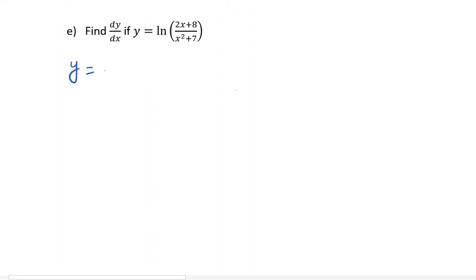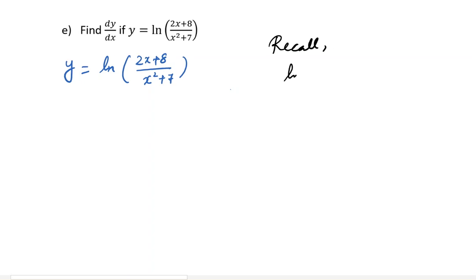All right, so next we are going to find the derivative of y is equal to ln of (2x plus 8) over (x squared plus 7). As I said earlier, sometimes the easiest way to do an ln problem is to use the properties of logs if you can. If you have the division of two expressions inside the ln function, you can write this as a subtraction of two expressions. So ln of x over y is equal to ln of x minus ln of y.